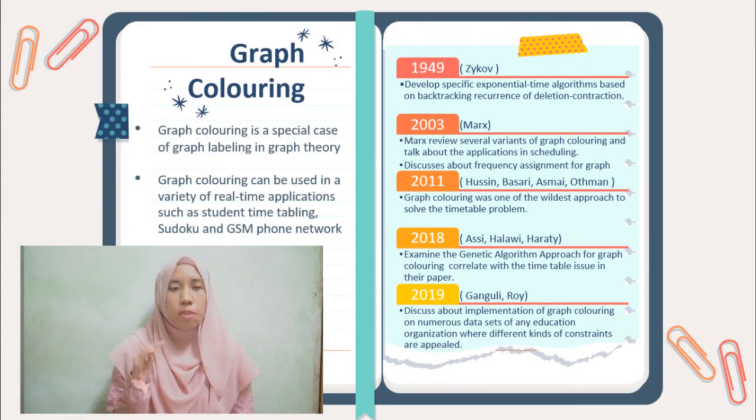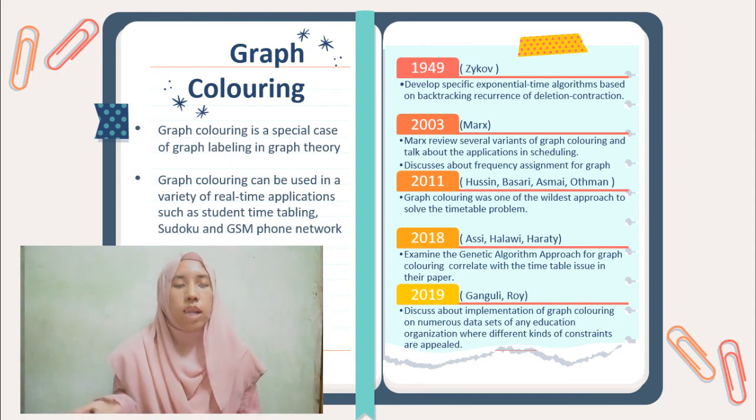Graph coloring is a special case of graph labeling in graph theory. Graph coloring can be used in a variety of real-time applications such as student timetabling, Sudoku and also GSM for networks. There are a few articles that have been written regarding graph coloring methods. For example, in 1949, written by Zaki. The article tells about developing a specific exponential time algorithm based on backtracking recurrence of deletion contraction.